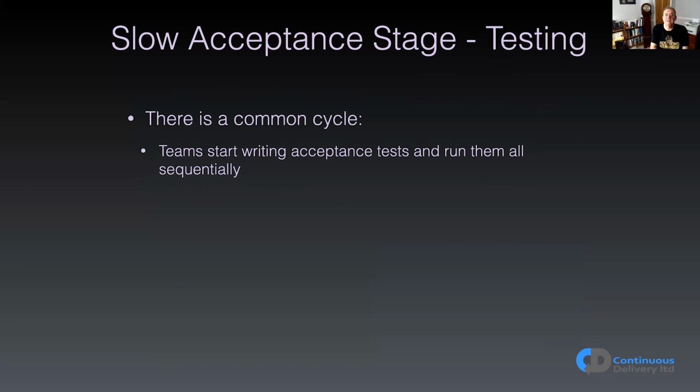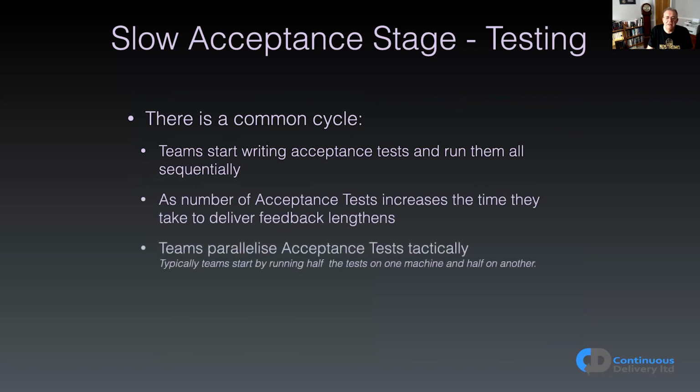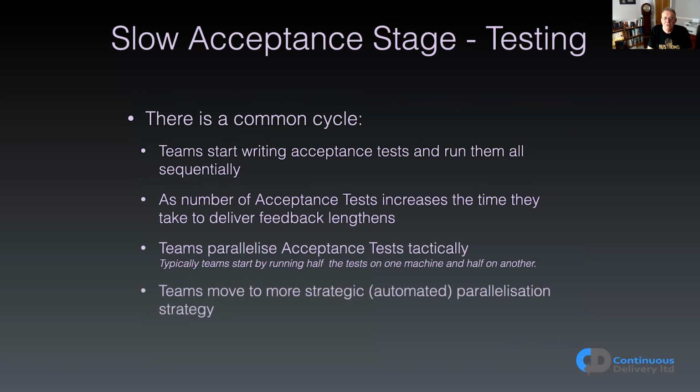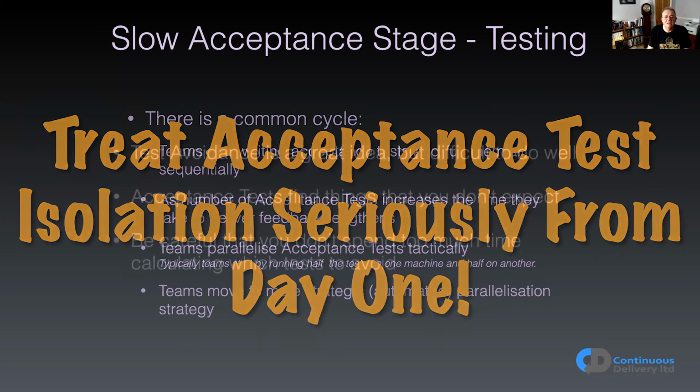There's a common cycle with acceptance tests that's worth considering. Teams start by writing acceptance tests and running them all sequentially, and then as the number of tests increases, the time to deliver feedback increases. So teams then will start to parallelize the acceptance tests tactically. They usually buy another server and they'll just artificially divide those up. Teams move to a strategic parallelization later on as the number of servers grows. And so test isolation is useful to think about. If you build that in from day one, then at the point at which you need to start adding more hardware and parallelizing more, it's going to be easier to do that.